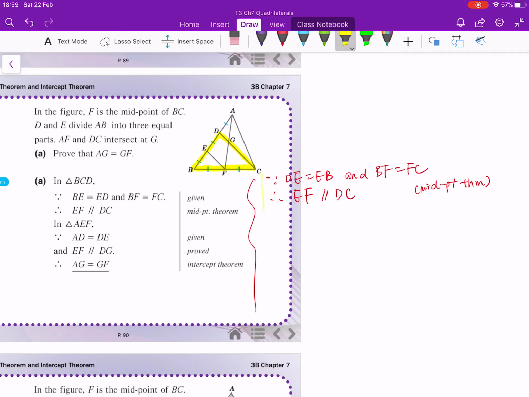This is the yellow part. Okay, after that, you get a result. These two are parallel. Then you can focus on the next triangle, this one.